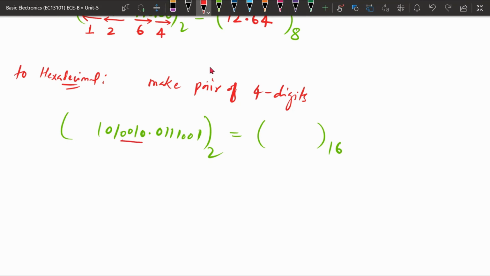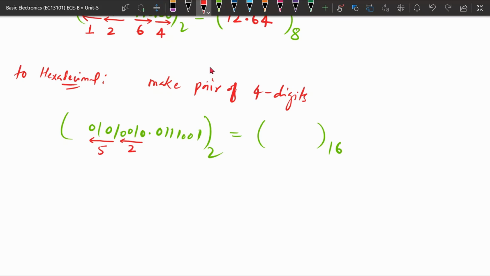So starting from here up to here, one digit is there. So it is 101, and there is an extra digit required. So we will be adding a 0. So now the pairing will be 1010, second pairing. So 0010 is equivalent to 2, and 0101 is equivalent to 5.